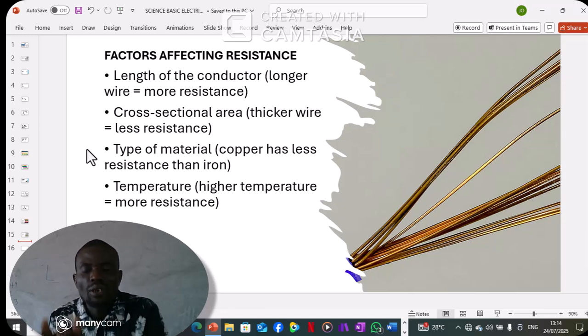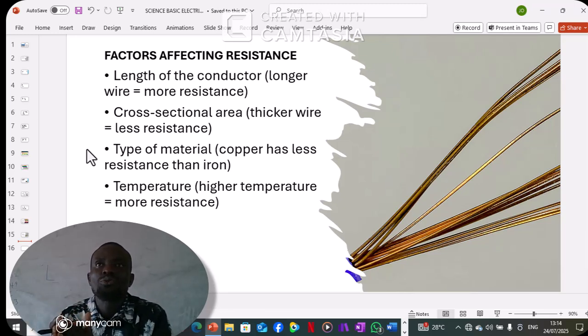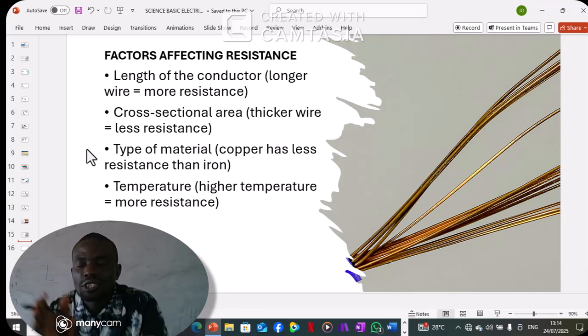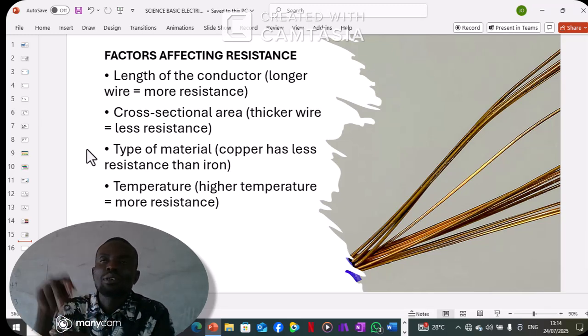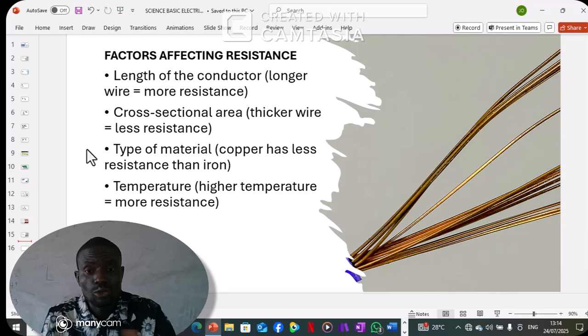Many of these charges will not be able to flow through, and in the process of trying to flow, the energy will be converted to heat and is going to cause the material to melt.